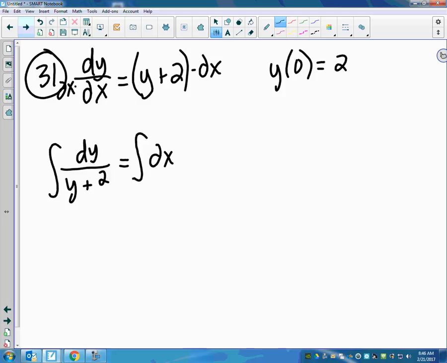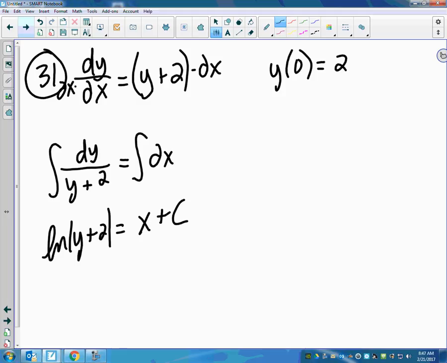And then we've seen this a lot, right? The reason we talked about exponential growth and decay so much in this chapter is because every time that we're dividing over there with y, or not every time, but most of the time, that's an ln. So we get ln of y plus 2 equals just x plus c.